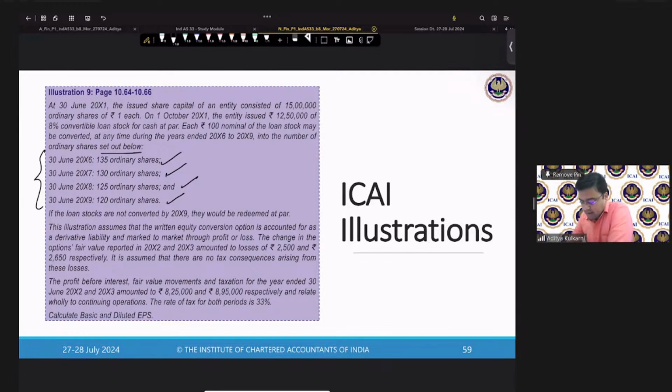Okay. This illustration assumes that the written equity conversion option, this is the one, is accounted for as a derivative liability and marked to market through the profit and loss. Tell me, is it right to treat it as a derivative liability? Yes. Is it right to treat it as a derivative liability? What do you think?